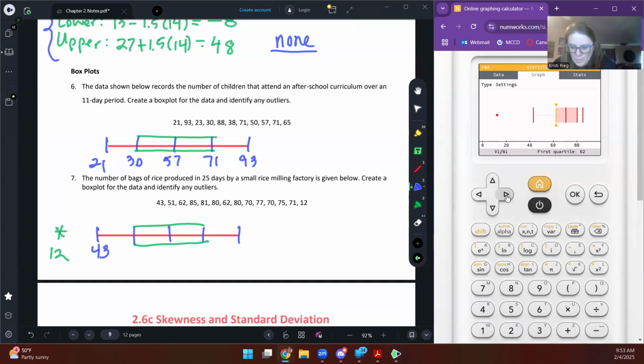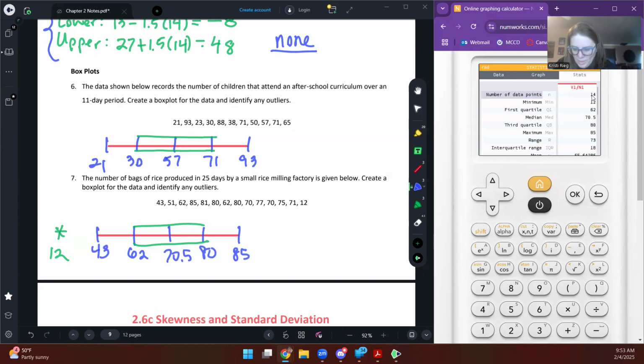So the values are 43, 62, 70.5, let's say 80, and then 85. If I go to the 5-number summary, you'll see it has all of these numbers, the 12, the 62, all the way up to the 85, has all the numbers except for the 43. So the 43 comes from asking, okay, what does this data set look like without the 12? Now 43 becomes the new minimum.